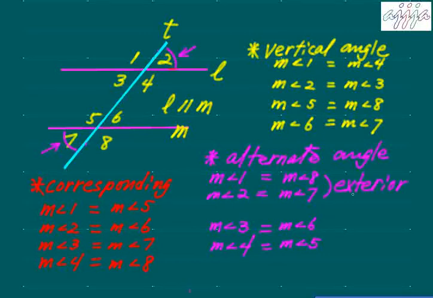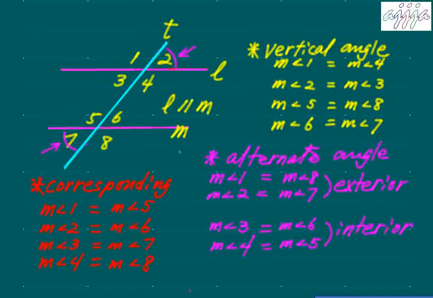So, actually, we call it exterior. Okay, so exterior alternate angles. Okay, what are these? Interior. That's right. Very simple. Interior alternate angles. Alright, so totally we studied what?